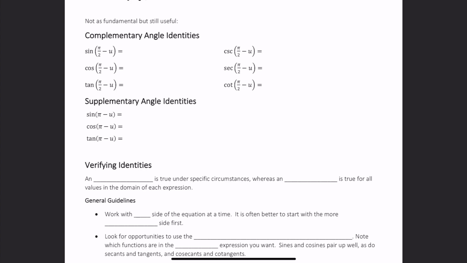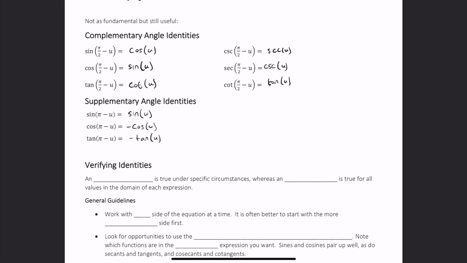Again, I'll link a video down below explaining why these are what they are, just because I don't have enough time to be explaining them in this video. But yeah, let's go over them. So sine of pi over 2 minus an angle u will be cosine u, and I'll just write these down. Again, I'll link a video down below explaining why these are what they are.